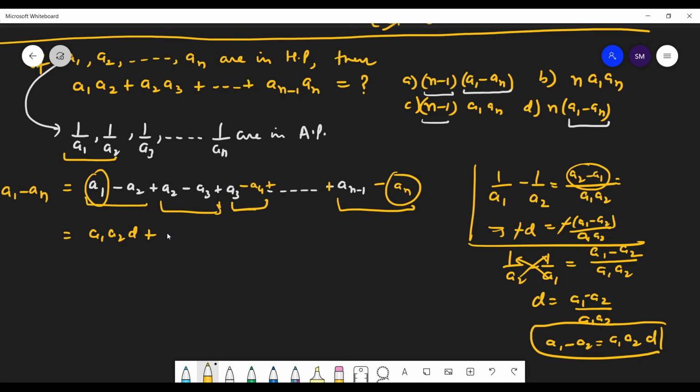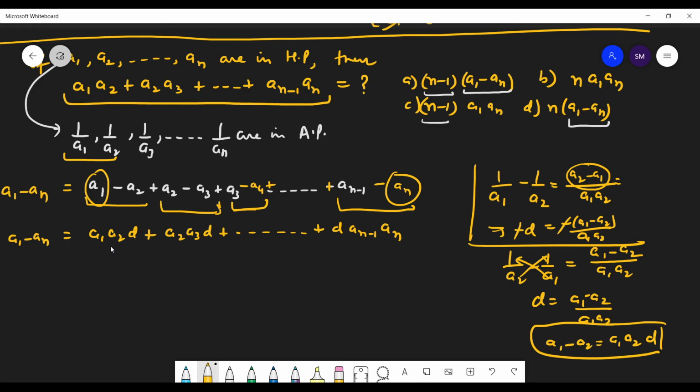So similarly, you can write this again as a2 a3 into d plus so on, and in the end we'll be getting the term as d into an minus 1 into an. So that's a1 minus an. So you have to find out this thing. So where are we reaching?